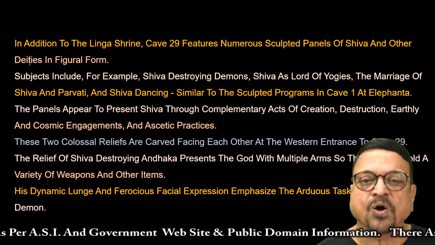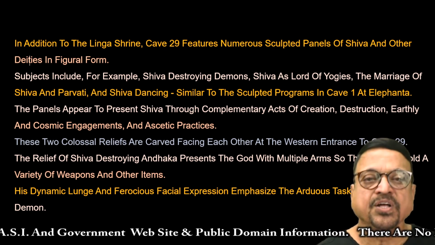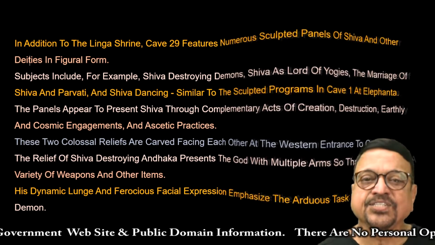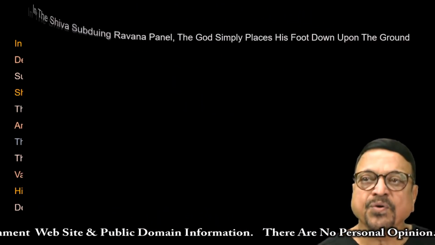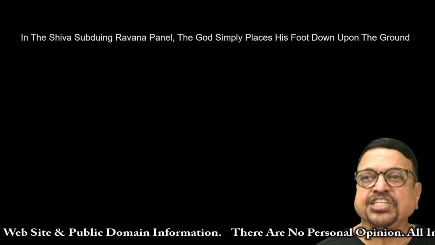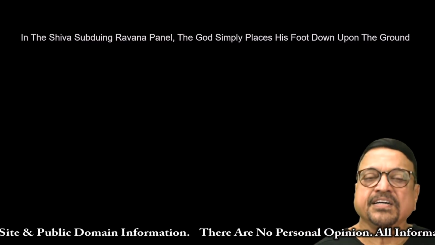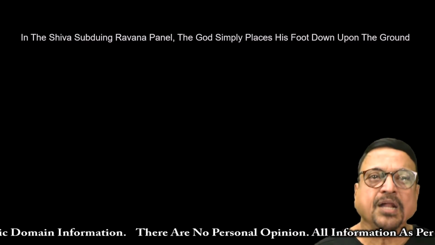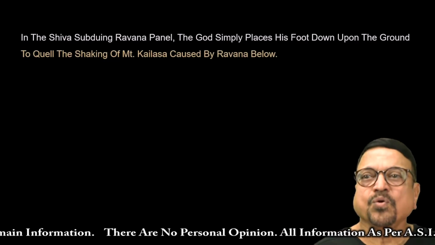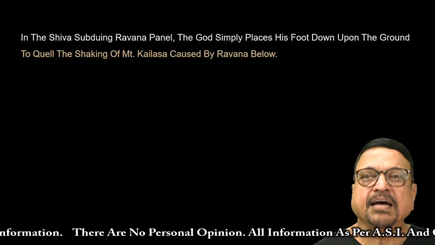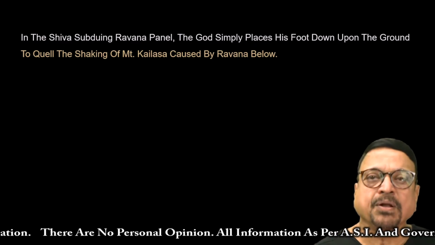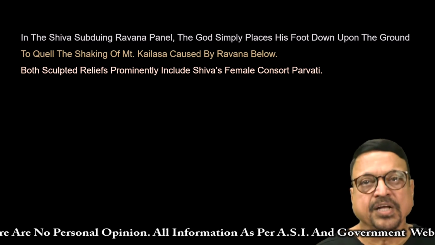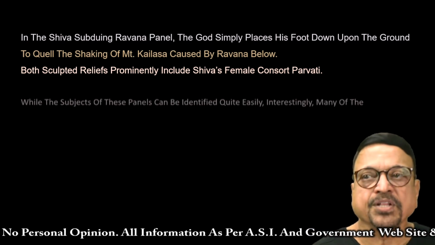So demons were also strong. Now Shiva has to be super strong to kill them or to destroy them. So all these things are so nicely emphasized that looking at it also you can know it's furious. In the Shiva subduing Ravana panel, the god simply places his foot down upon the ground to quell the shaking of Mount Kailasa caused by Ravana below. Both sculptural reliefs prominently include Shiva's female consort Parvati.